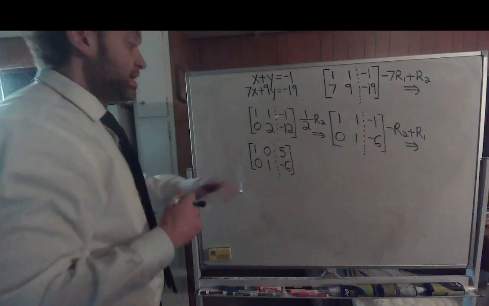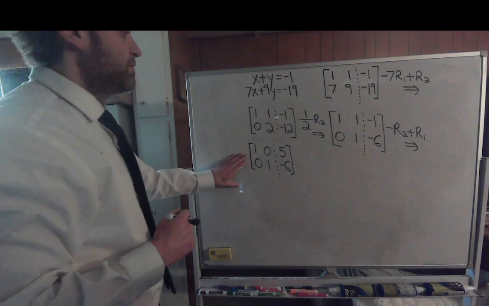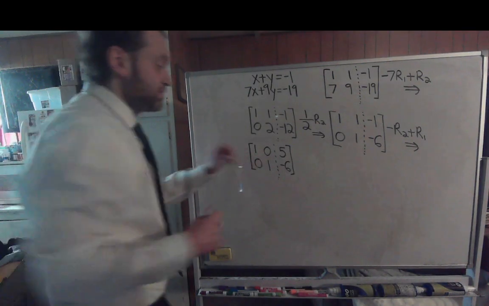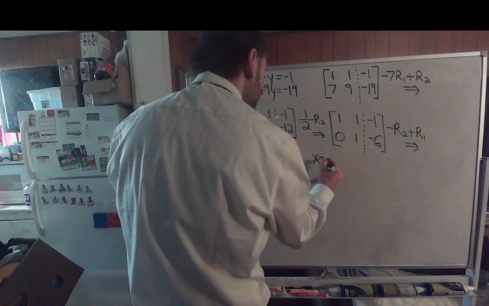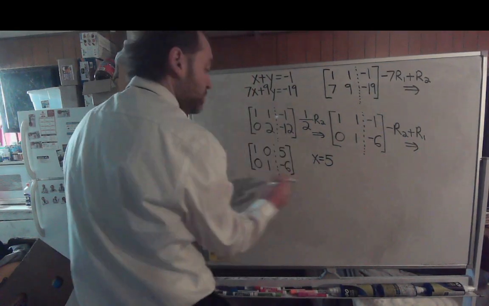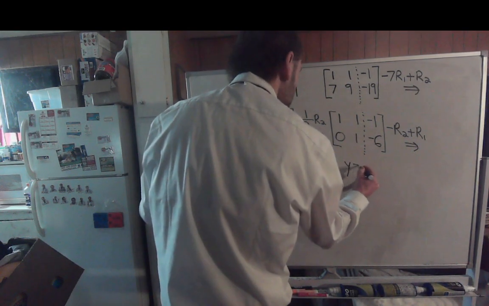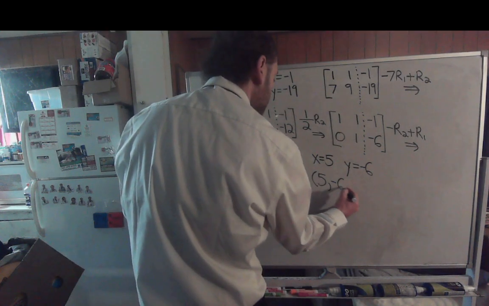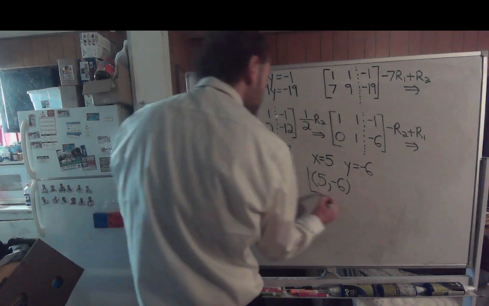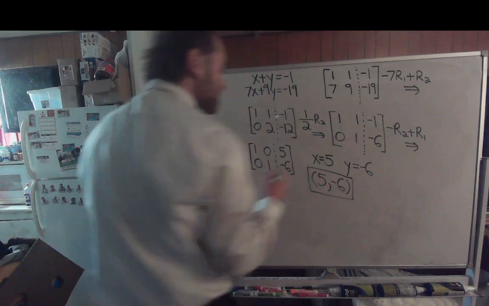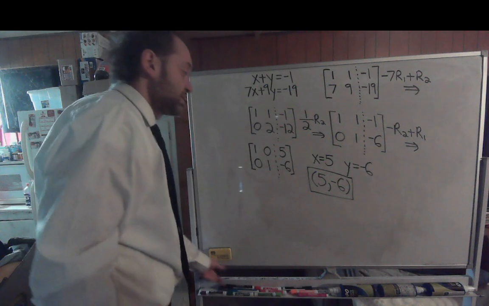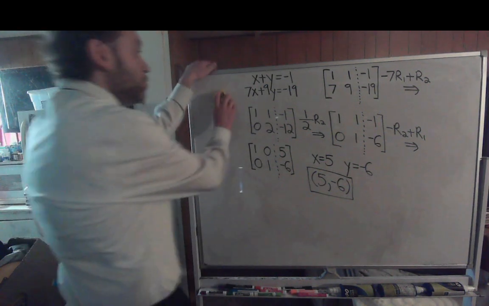Now we have the matrix in reduced row echelon form. So we have a direct x value of 5. And you have a direct y value of -6. So the ordered pair that's going to represent the solution to this system where the lines intersect would be 5, -6. That is your solution, is 5, -6. And I should have 3 more.